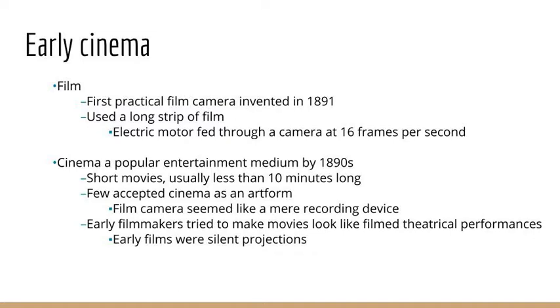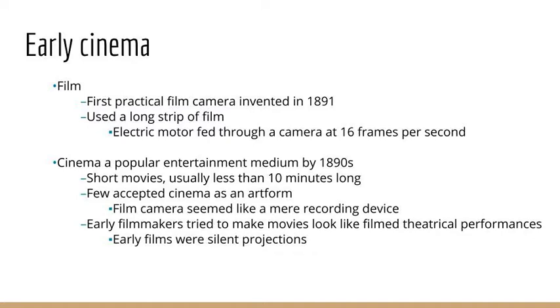Cinema was a popular entertainment medium by the 1890s, right when that came out. Short movies were popular, usually less than 10 minutes long, but few accepted cinema as an art form. Most only saw it as a form of entertainment, and they thought that it wasn't artful because the film camera seemed more like a mere recording device and didn't really think into how much artistic creativity could go into what one chooses to record with the device. Lo and behold, it's totally seen as an art form today, just like photography.